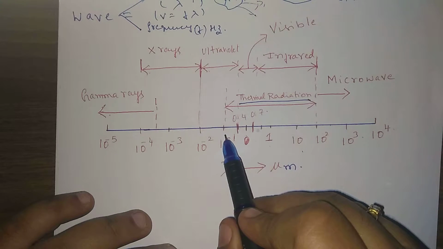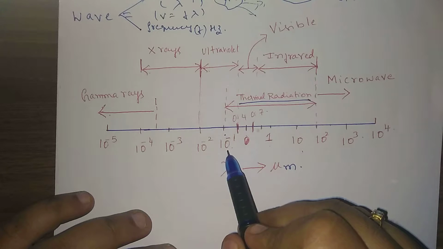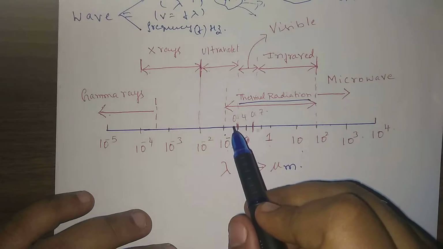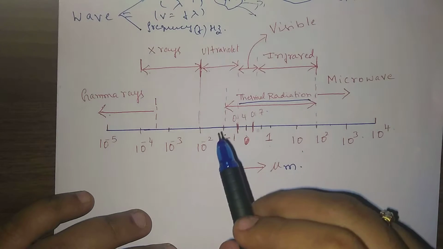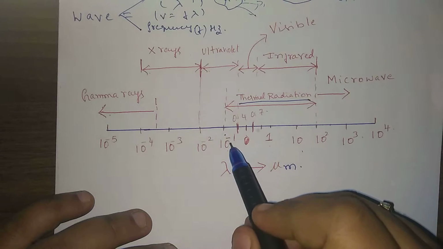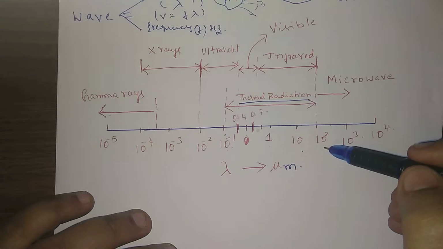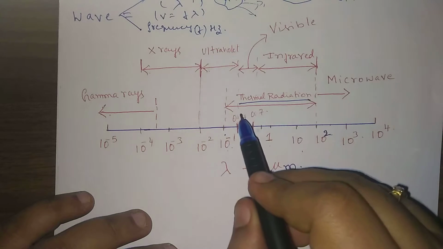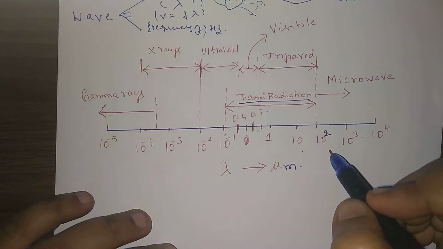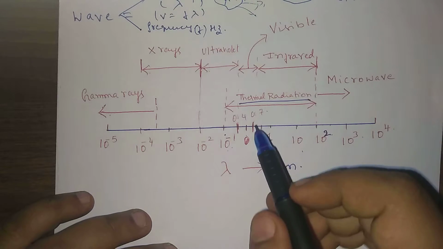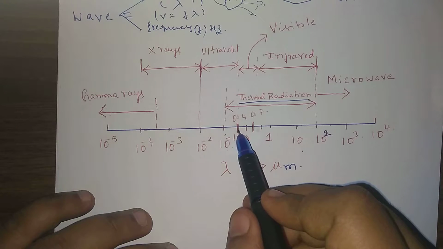So if you observe here the thermal radiation, the topic that we are concerned with, lies between 10 to the power of minus 1 and 10 squared. 10 to the power of minus 1 is 1 by 10, which is 0.1. So the thermal radiation lies between 10 to the power of minus 1 and 10 to the power of 2. Within this thermal radiation, the visible spectrum lies between what and what?